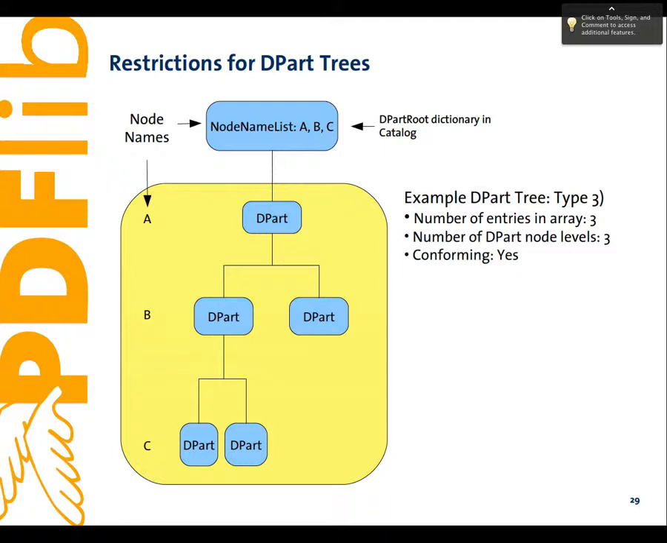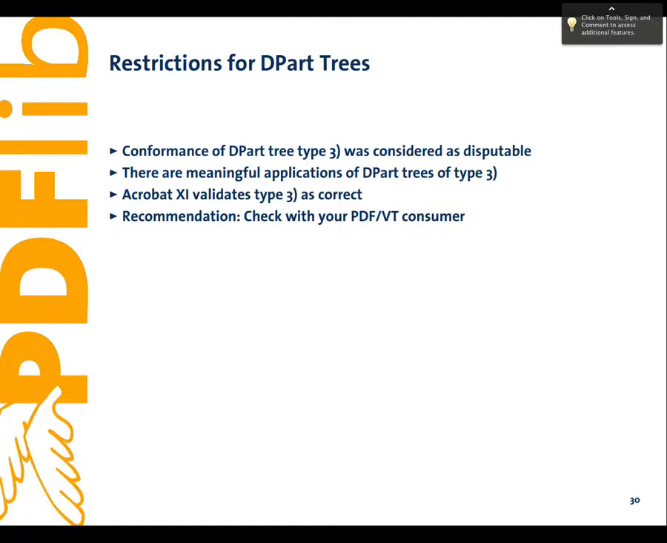And we could have a tree that looks like this, where at least one DPart node must appear at level C, but you could have leaf nodes that reference the page tree at level B as well. And if you count, you have 3 entries in the array and 3 levels, because we have at least one node here, and this is conforming. Some people disagreed at last year's conference, but the consensus, as far as I know, is that this is conforming, and Acrobat validates this as a correct PDF/VT file if you have such a document part structure. So you should check with your PDF/VT consumer whether it agrees to that requirement, or whether it allows these kinds of document part trees if you want to produce those.